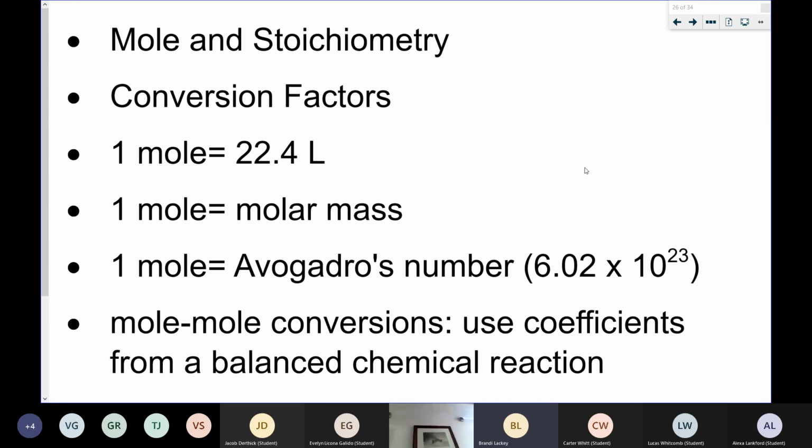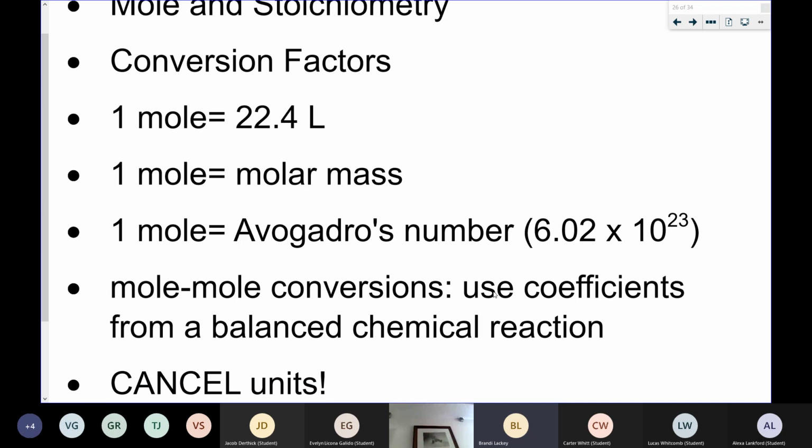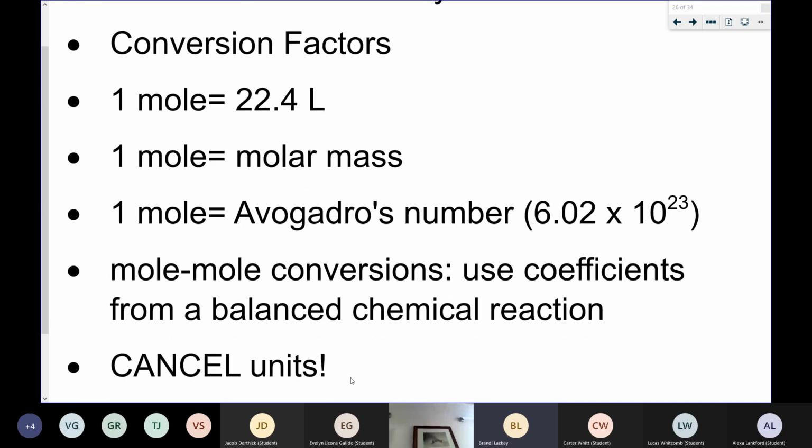That was kind of the most common misstep that I noticed whenever I was grading that test. A lot of people would forget that mole ratio. And remember, you need to cancel out your units. So make sure whatever you're trying to cancel goes on the bottom of the next step.